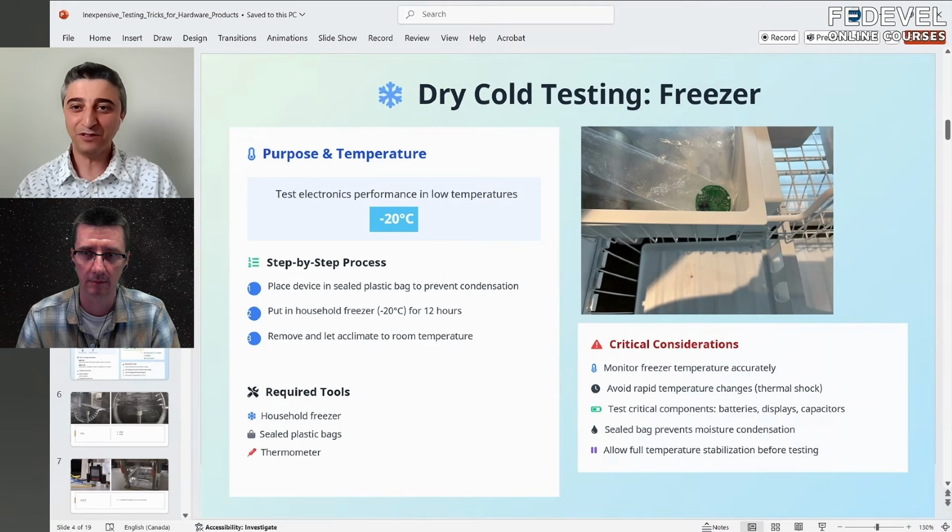Just open your freezer, put your stuff inside a plastic bag, leave it inside, let it cool down for a number of hours, do your measurements, and then take it out and let the temperature stabilize before testing. This will immediately give you an indication of how things are going.